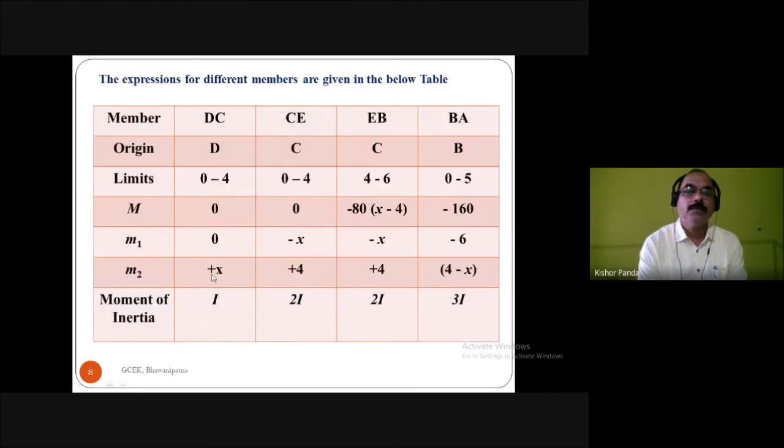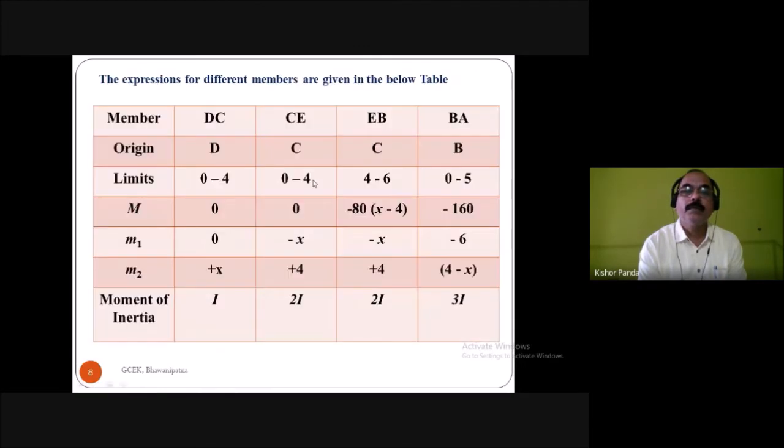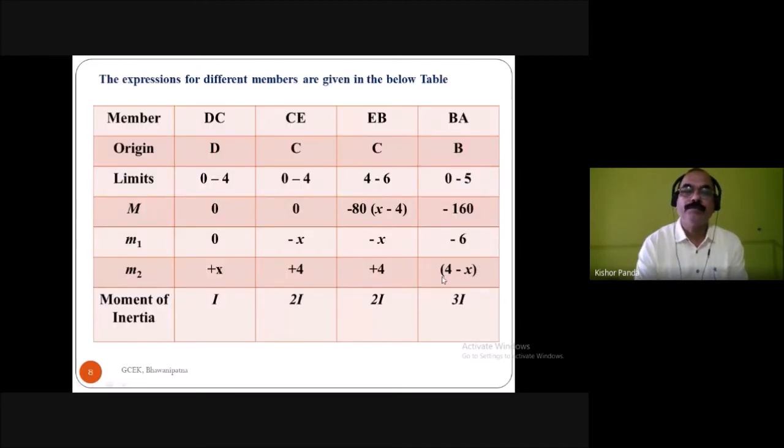So for DC the moment is x, because it is 1 into x, and for CE the moment is 1 into 4, and for EB also 4, and for BA the moment is 1 into 4 minus x, because this is 4 meter and this is x meter. What is the distance between the section and the load? It is 4 minus x. So this is the force and the perpendicular distance is 4 minus x. So these are the moments.